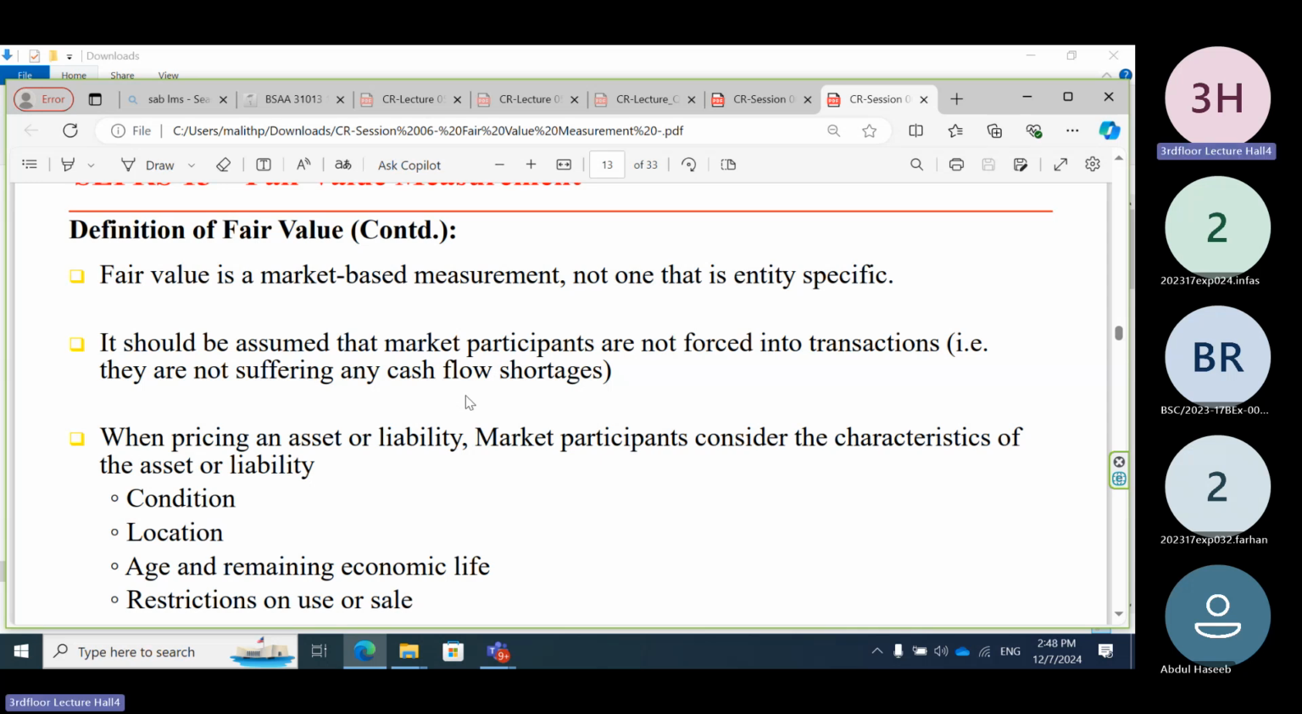If it is a quality condition, we have more dates for expiry dates. So that adds a value to the transaction. Location also makes a value to the transaction. Age and the remaining economic life. What do you mean by that? Age and the remaining economic life.